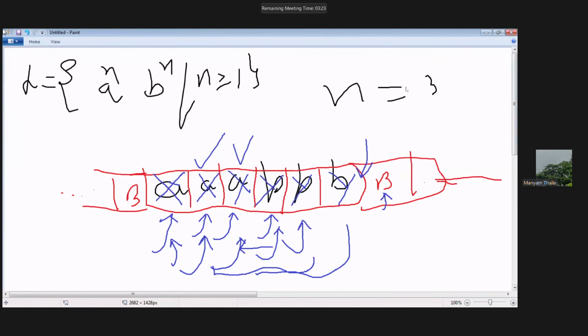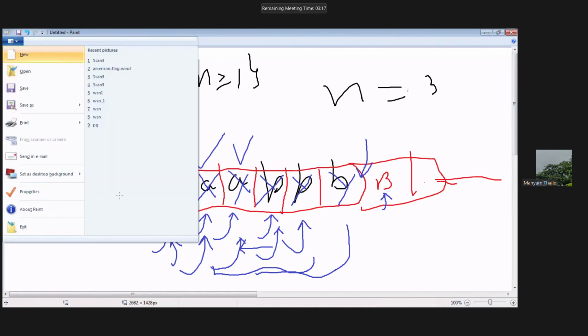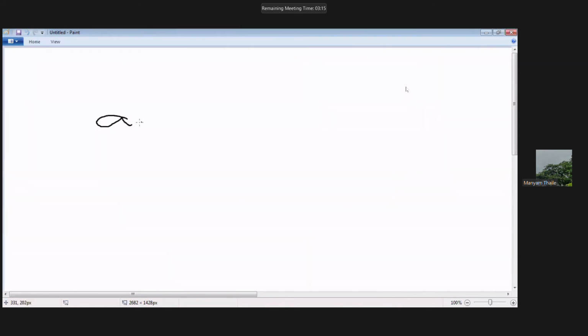So again I will repeat this one. See here, 3 A's and 3 B's.